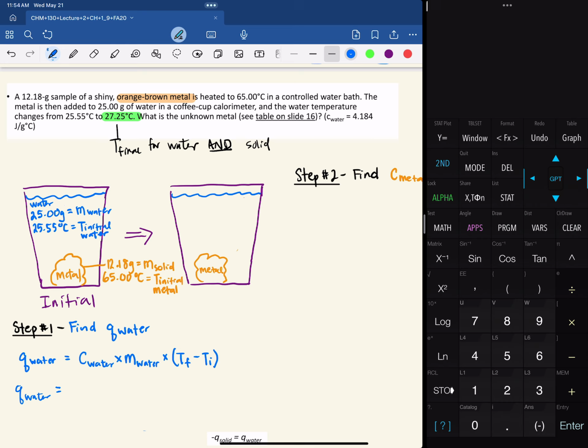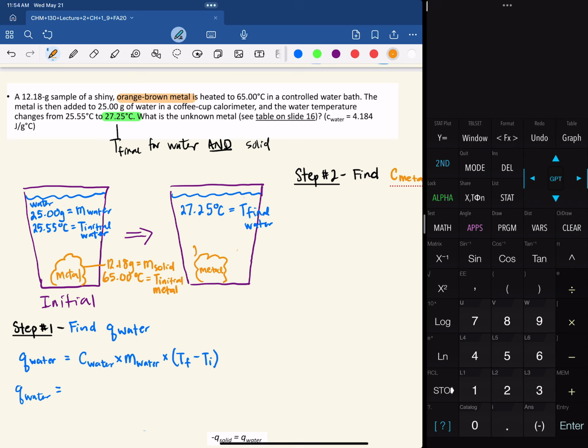27.25. I want to make a point again here that although it is the T final for the water, the assumption is that the metal is losing heat and is warming up the water. So at the end of the experiment, the metal is the same temperature as the water. So T final for the water is T final for the solid. So they should be the same. So the water is 27.25 degrees Celsius. This is T final for the water. And it is the same number for the metal.